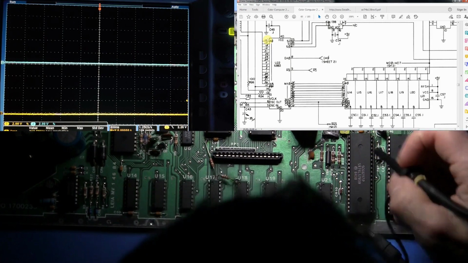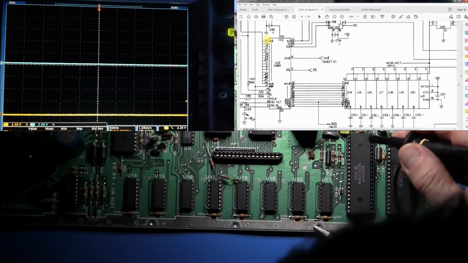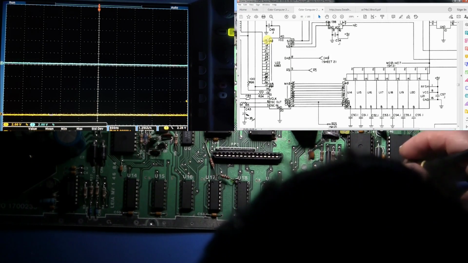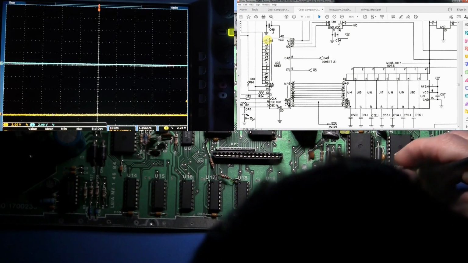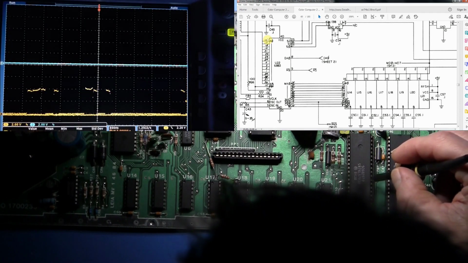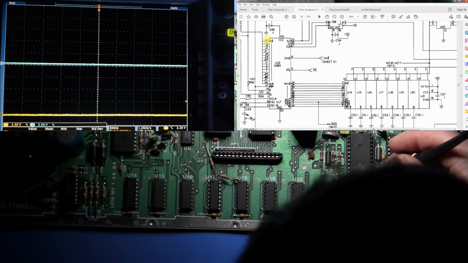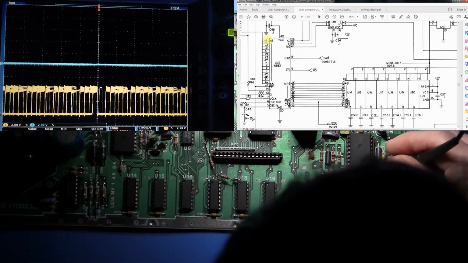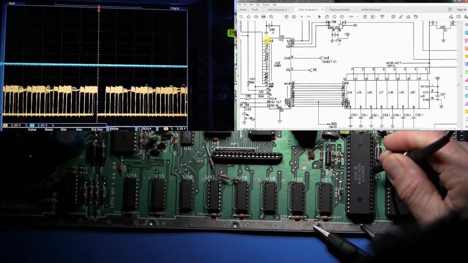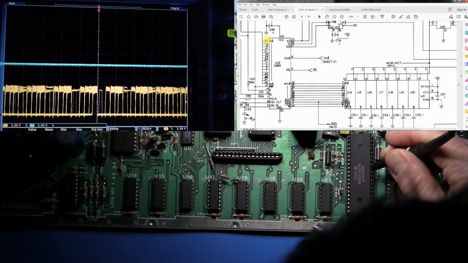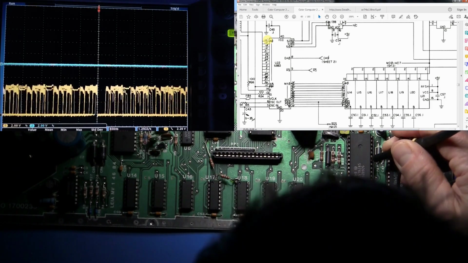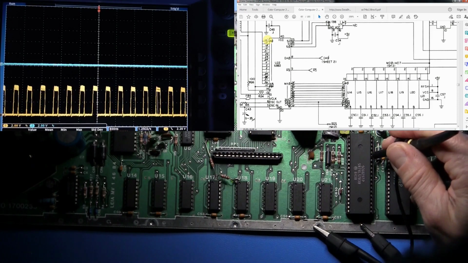Okay, let's check memory addresses. MA0 through MA7. That's the multiplexed address on pins 28 up to 35. 28. Looks good. 29. Ooh. What's going on with 29? Okay, there it was. I was off. 30, 31, 32, 33, 34, 35. Okay, all working.